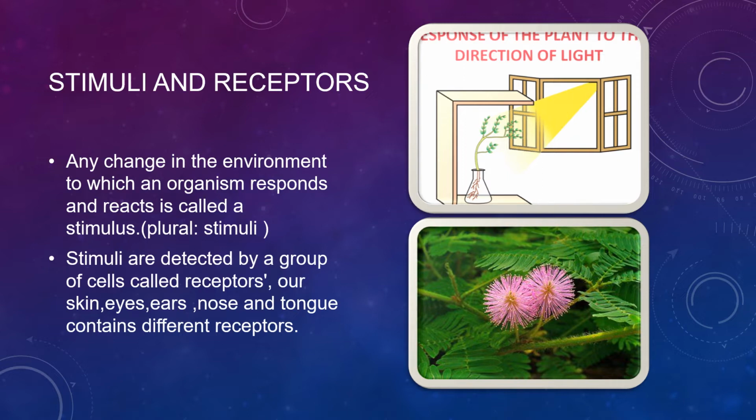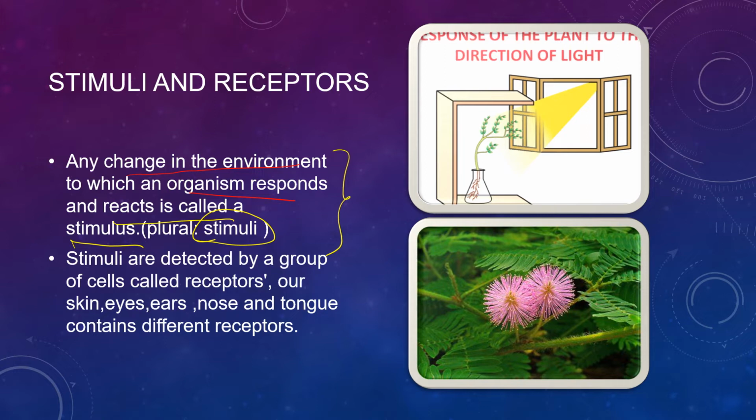So any change in the environment to which an organism is responding. Whether there is light, temperature, heat, whatever changes are there in the environment and an organism is responding or reacting to that, that is called the stimulus, and the plural is called stimuli. So if you put your hand on hot water or on a hot surface, you will try to remove your hand from that. That external change in environment is the stimuli. In case of plants also the same thing is there. Any change in the environment to which an organism is responding or reacting is called the stimuli.